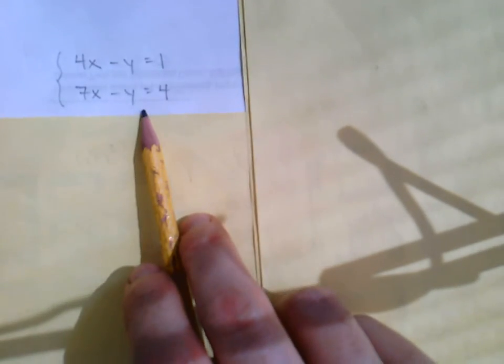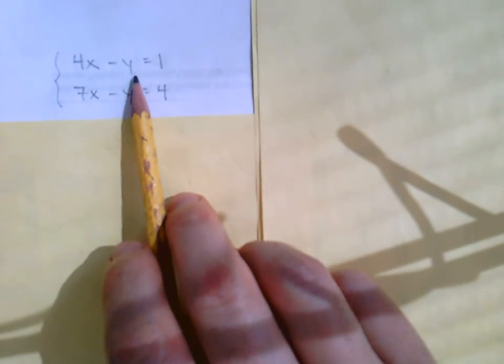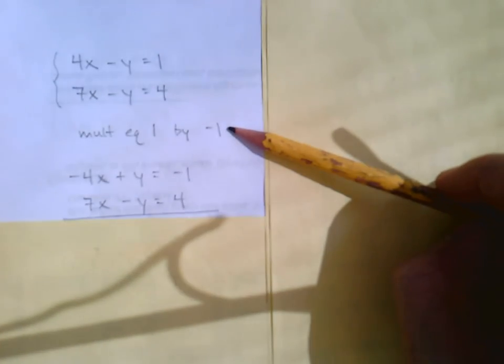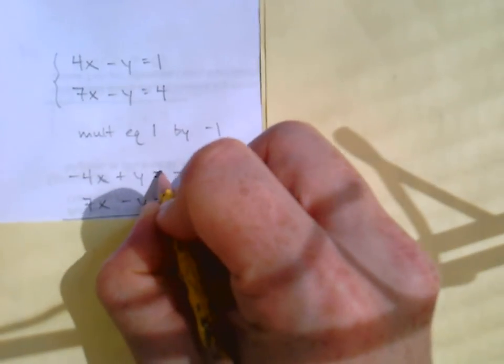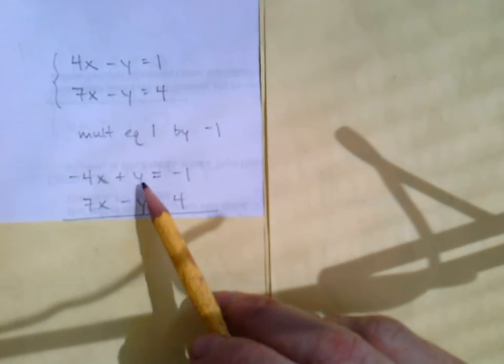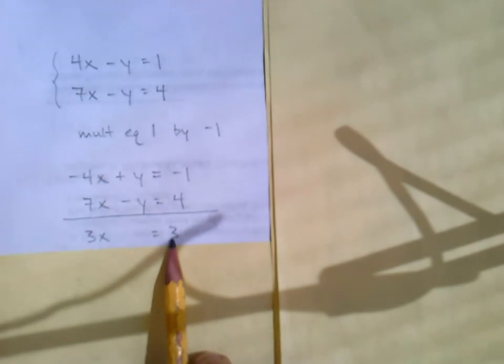So let's see, what can we do? You might notice, well, the y's are close. I just need one of them to be positive. Well, that's no problem. I can multiply, say, the first equation by negative 1. And then I can eliminate the y. So here's what would happen if I multiply equation 1 by a negative. Negative 4x plus y equals negative 1. And I'm just going to take equation 2 the way it is. 7x minus y equals 4. Perfect. I can eliminate y's here. 3x equals 3.